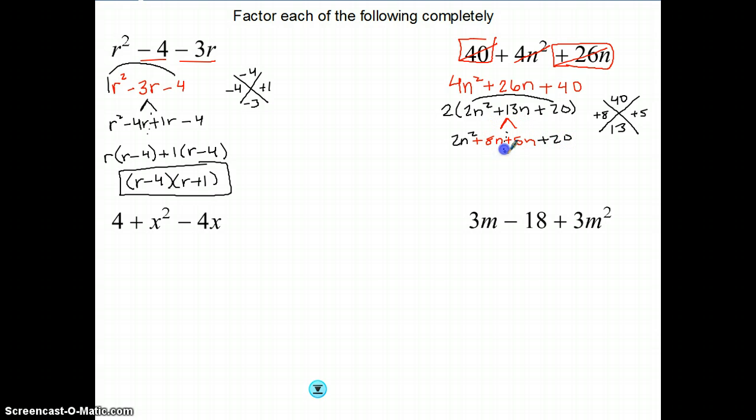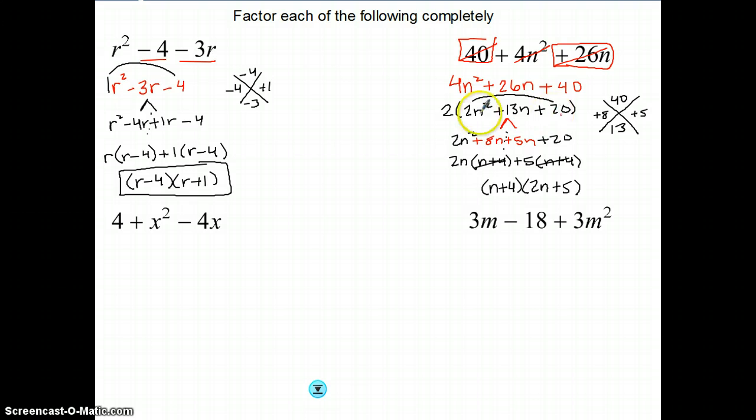I split this down the middle and factor out 2n from the left, leaving me with n plus 4. And on the right, I factor out a positive 5, leaving me with n plus 4. I see n plus 4 repeated. When I factor out that n plus 4, I'm left with 2n plus 5 in my second parentheses.